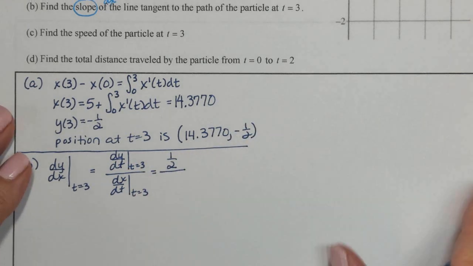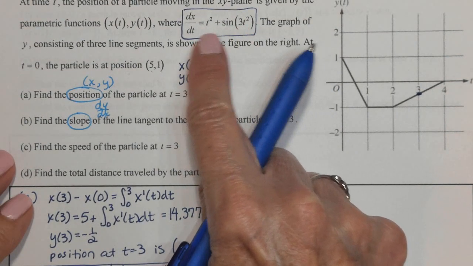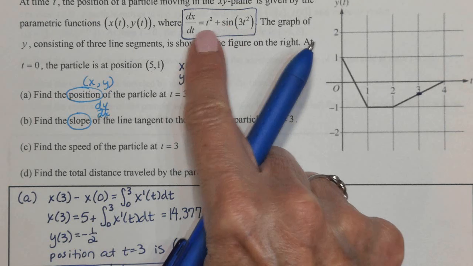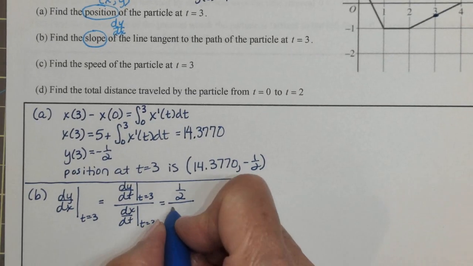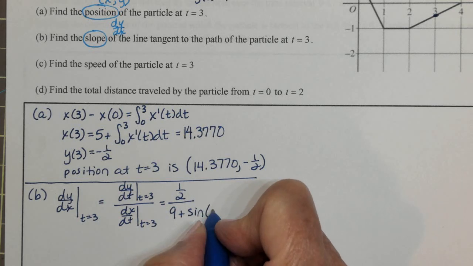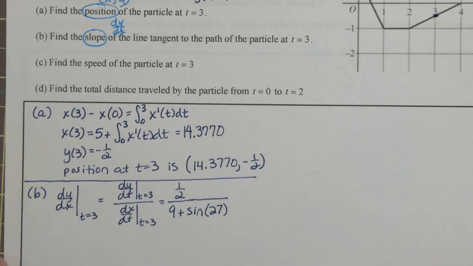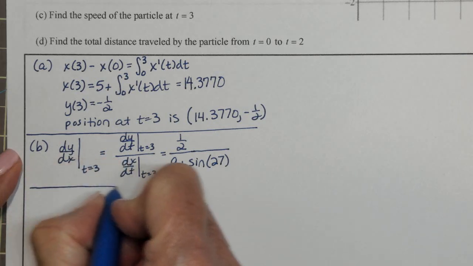For dx/dt at time 3, all I need to do is plug in 3 for t here, right? I could use my calculator for that, or I can just go ahead and put 3 in and stop. I think I'm just going to do that. So 3 squared is 9, plus sine of 3 times 9 is 27, and I'm just going to stop right here. Okay? Just because you have your calculator doesn't mean you have to use it. So I think I'm just going to stop right there.